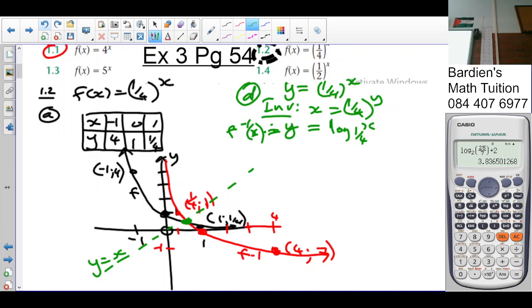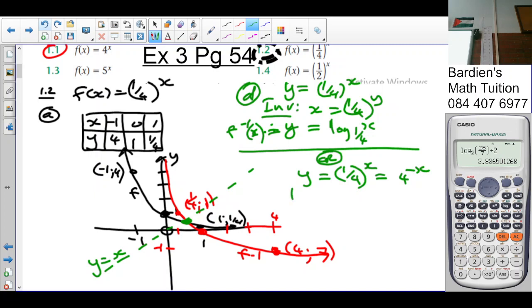Okay. I've said it already, I'm sure, but if I didn't, it's fine. It could be written as y is equal to 1 over 4 raised to x, of course, which also can be written as 4 to the minus x.